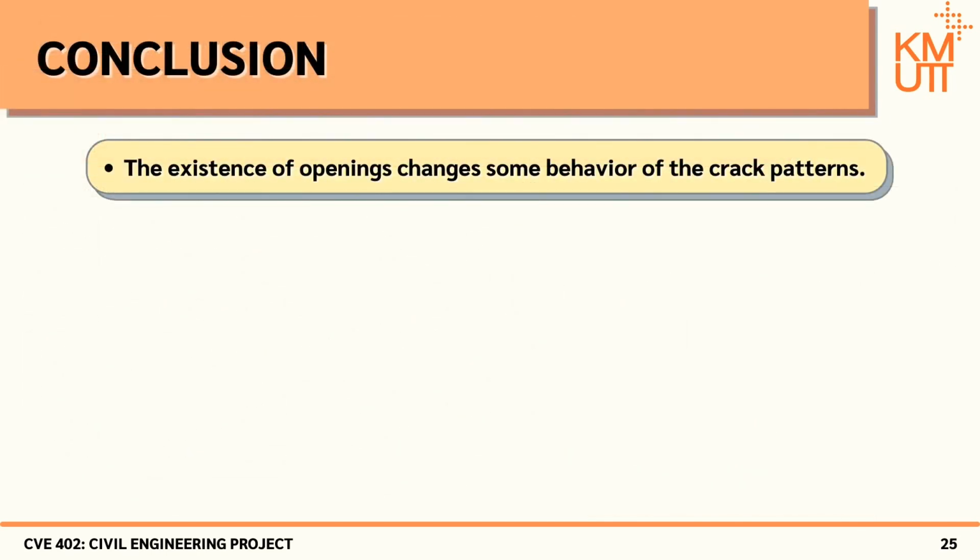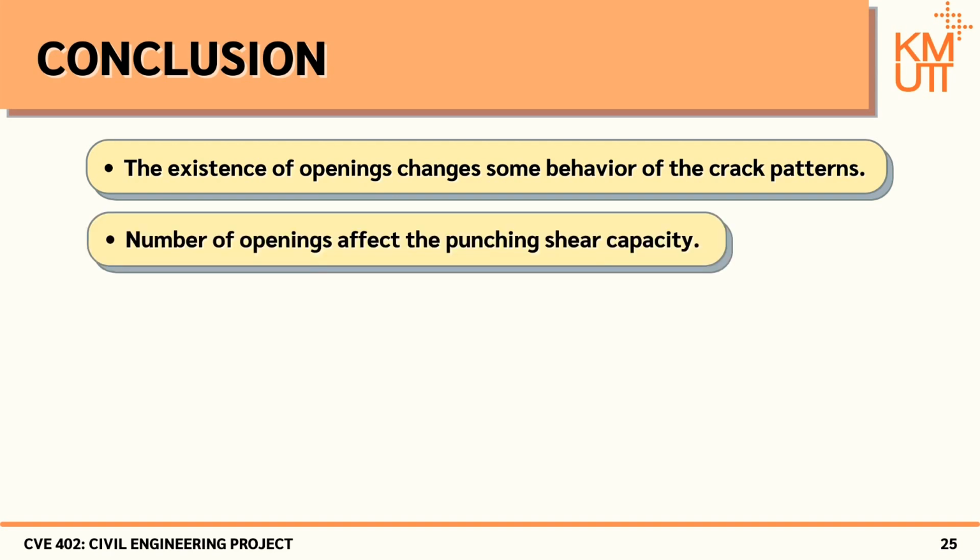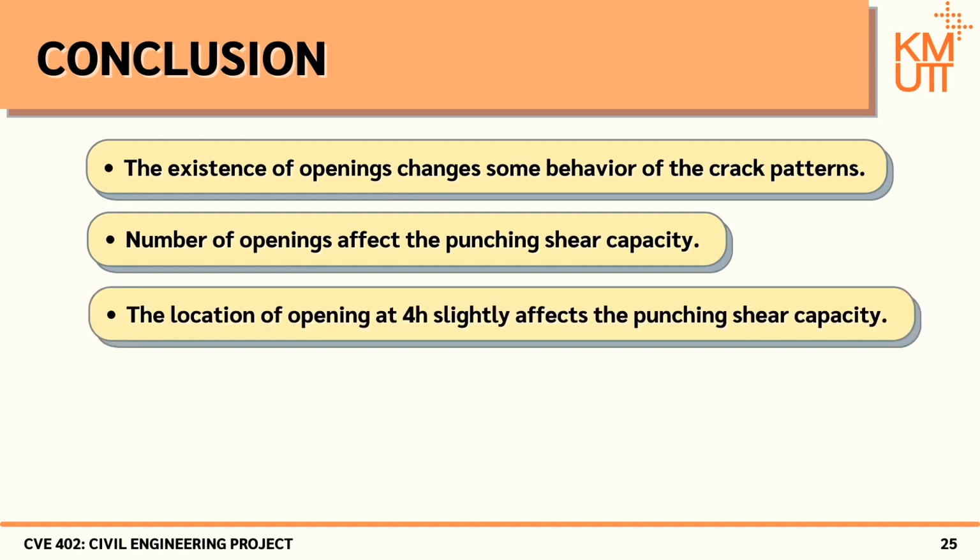From the results, we can conclude that, first, the incidence of openings changed the behavior of the crack pattern. Second, the number of openings can affect the punching shear capacity. The punching shear capacity decreased as the number of openings increased. Third, the location or position of openings slightly affects the punching shear capacity according to ACI version 2019.